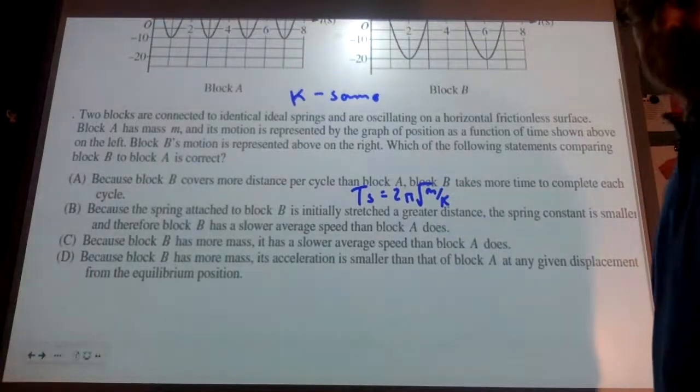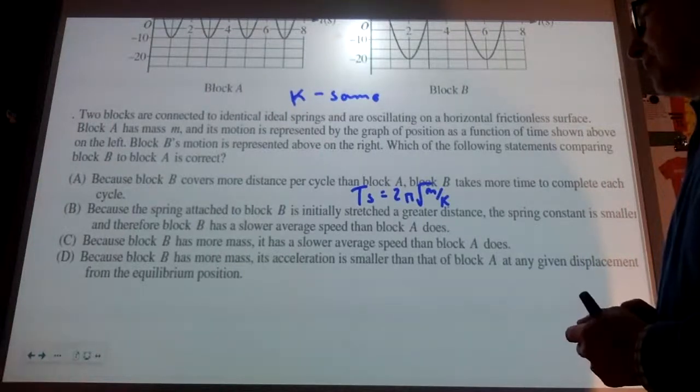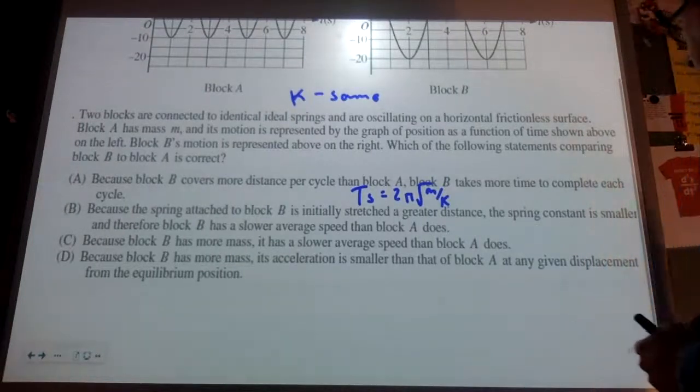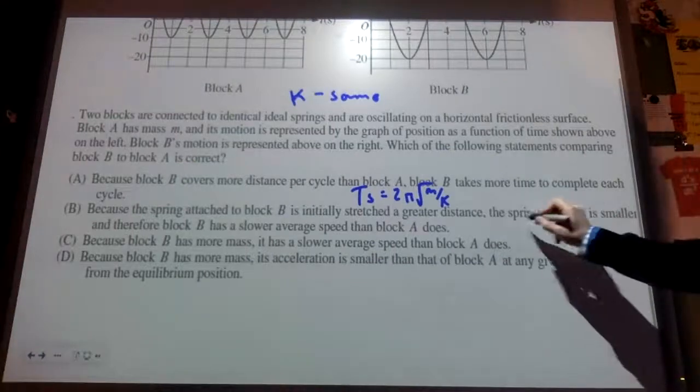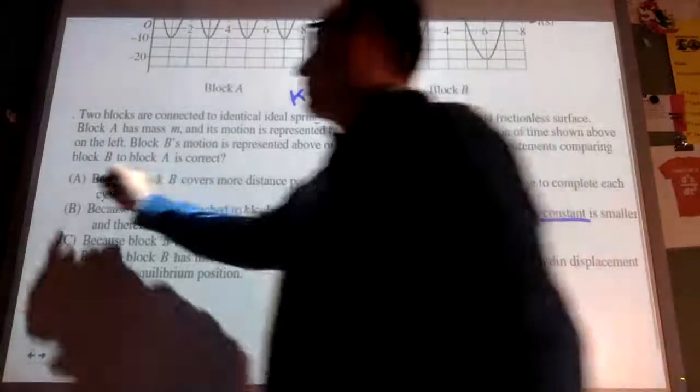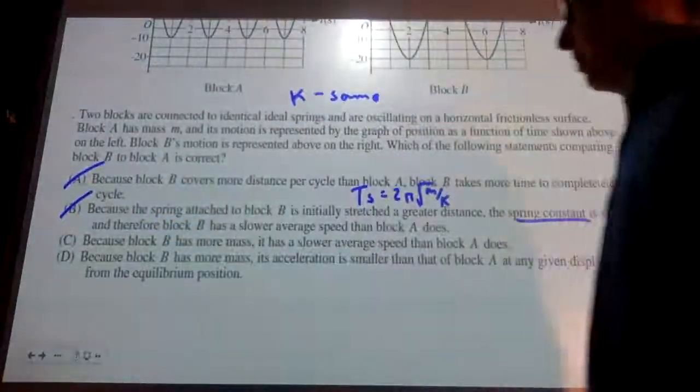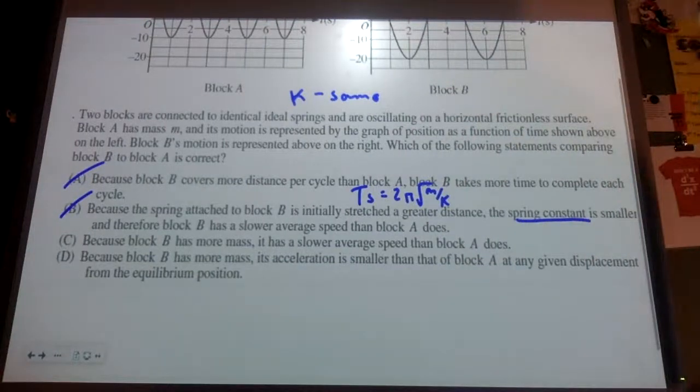B, because the spring attached to block B is initially stretched a greater distance, the spring constant is smaller. We know it's the same, so that's not right. C, because block B has more mass, it has a slower average speed than block A does. And D, because block B has more mass, its acceleration is smaller than block A at any given displacement.